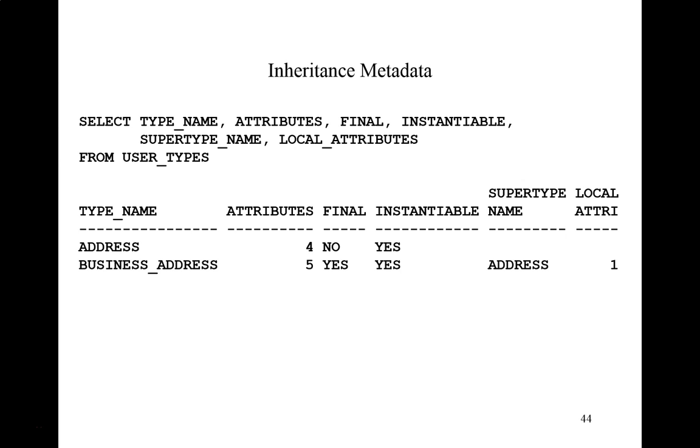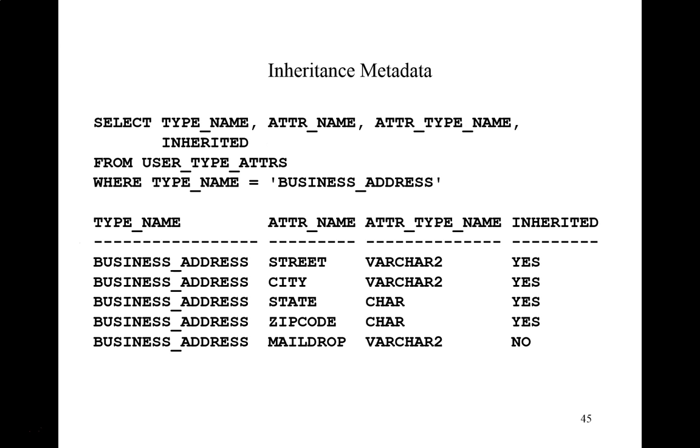For supertype name, address has a value of null because it's effectively the root in our hierarchy. It has no supertype. But business address has a value of address in the supertype name, showing that dependency. And in terms of local attributes, this is where we're talking about a subtype, so it's not applicable for address, but for business address, we did add mail drop in addition to the attributes that we inherited, so we have one local attribute.